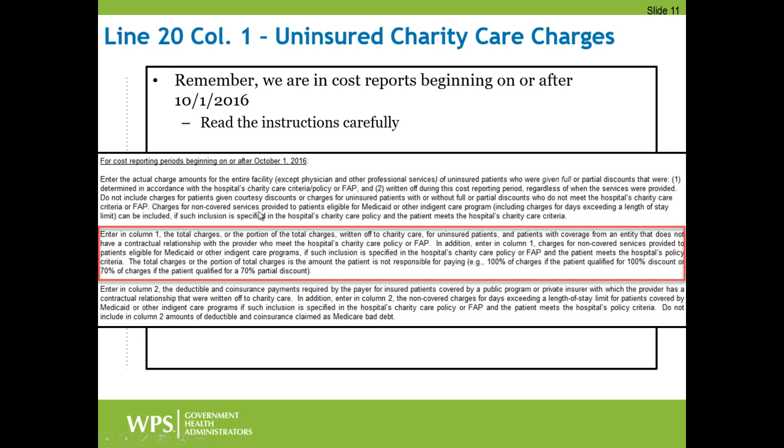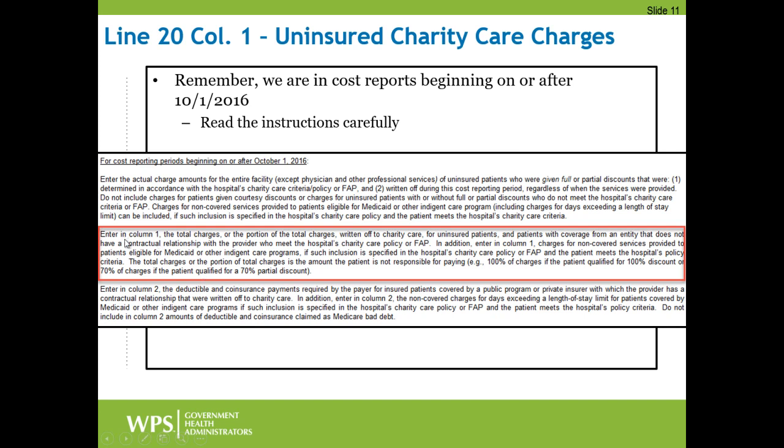Charges for non-covered services provided to patients eligible for Medicaid and other indigent care programs are allowable, including those charges for days exceeding the length of stay limit. So remember, that's what lines 24 and 25 we talked about a bit ago. Those can be allowed as long as your policy states that you allow them. You can approve them for that. If it's not in your policy, that's a general rule. If it's not spelled out in your policy, they're not going to be allowable on Worksheet S-10. That's a key thing we look at.